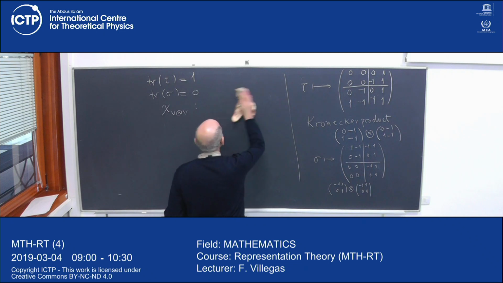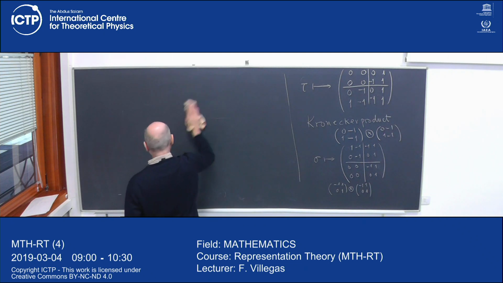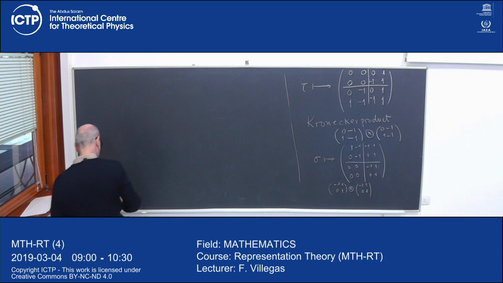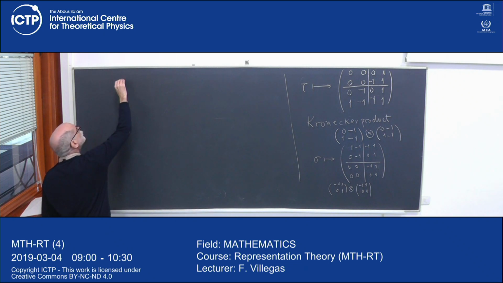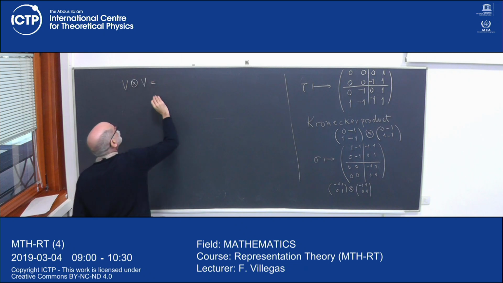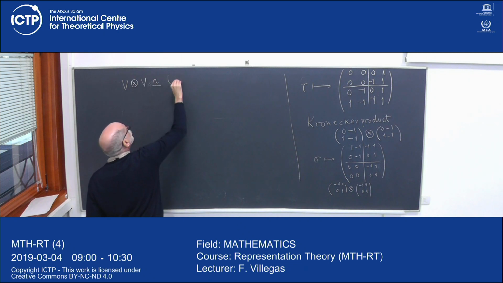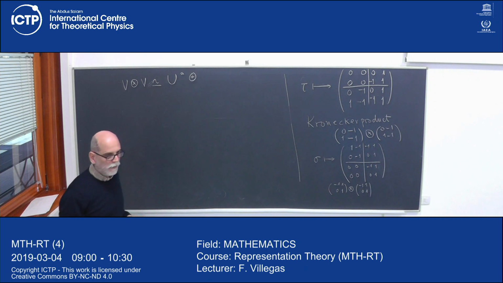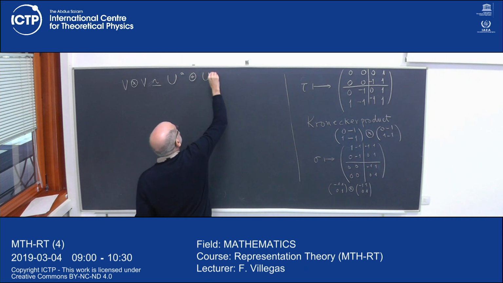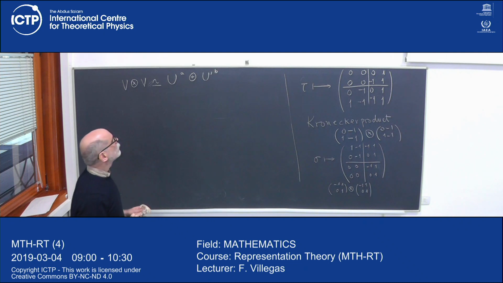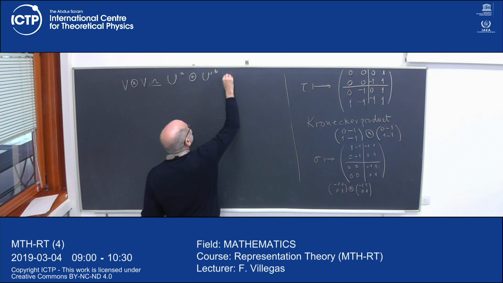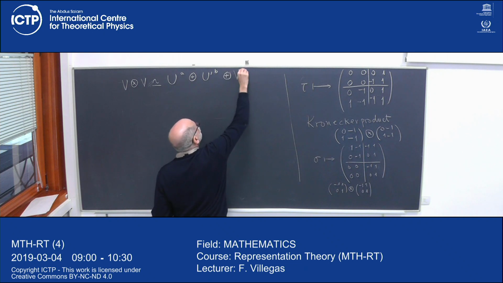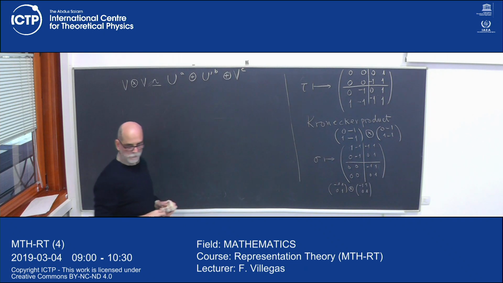So what we did on Friday is say, okay, V tensor V is isomorphic to some copies of the trivial representation, some copies of the sign representation, and some copies of the standard representation.